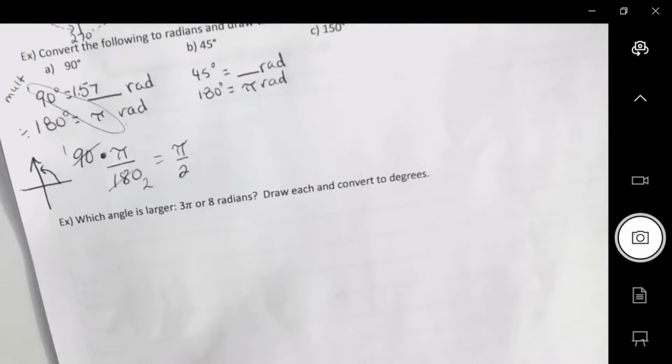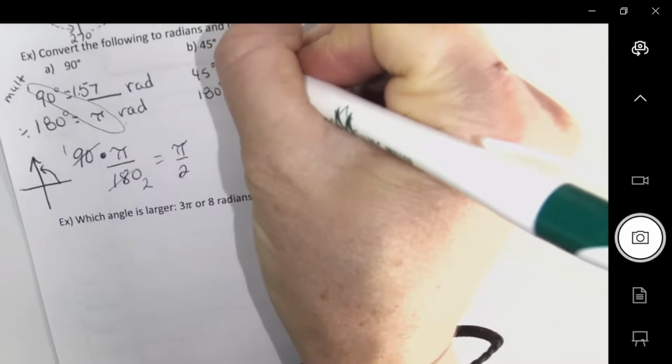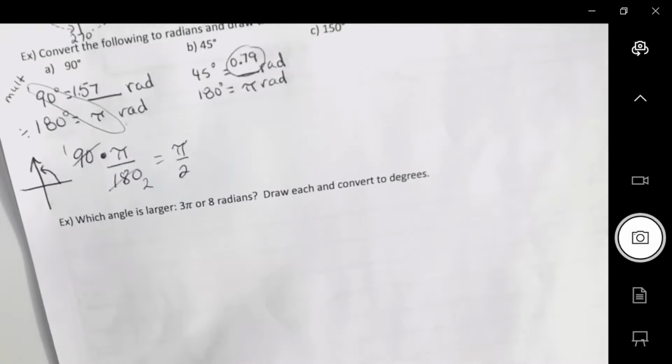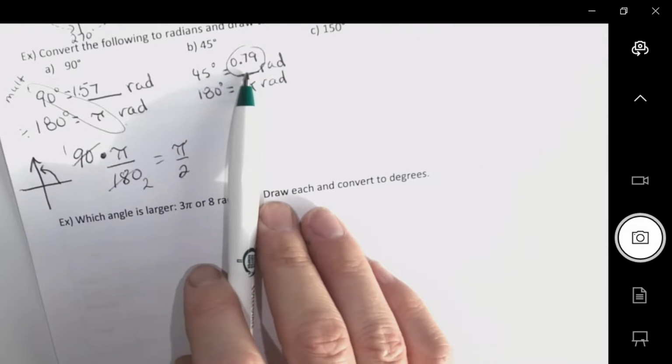Okay, so as a decimal, I'm getting 0.79. That's how many radians. And like I said, it's going to seem really small because we're taking that 360 in a whole circle and it's 6.28. That's quite a bit of a difference. So 0.79 radians.